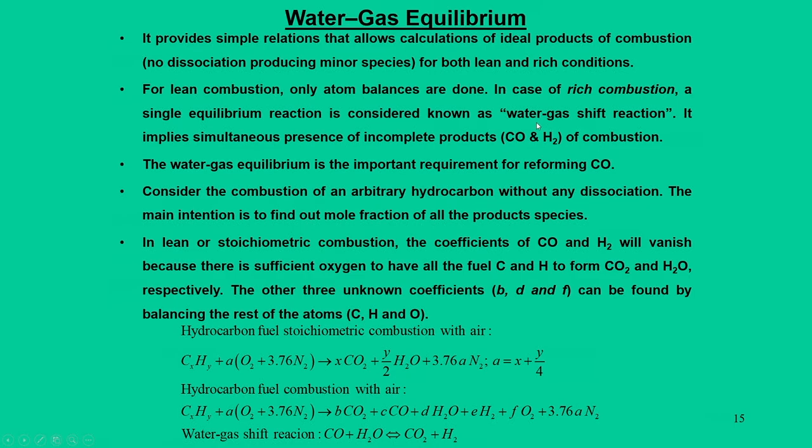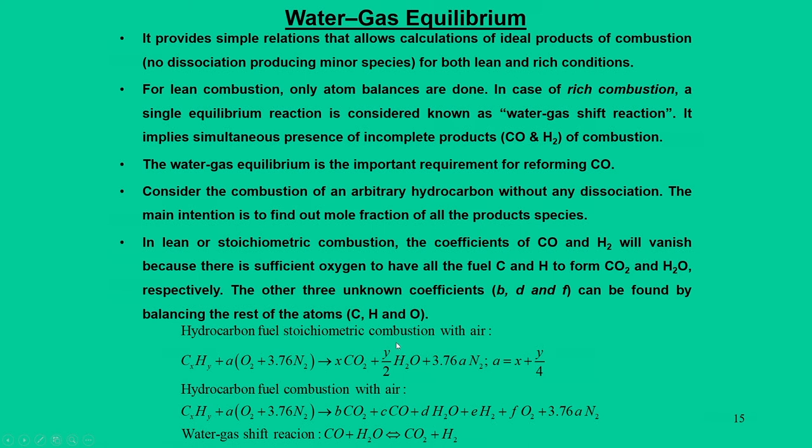So, how do you do that? First of all, let us see what this water shift reaction is. We write this equation: CO plus H2O will form CO2 plus H2. This reaction is known as the water shift reaction. It says that the reaction can proceed in either direction. That means CO, when it mixes with water, can produce CO2 and H2, and simultaneously they can also react to form CO plus H2O. So, this is called the water shift reaction.